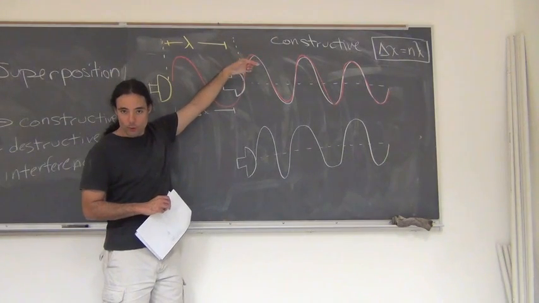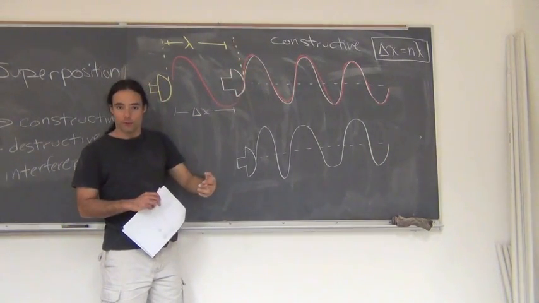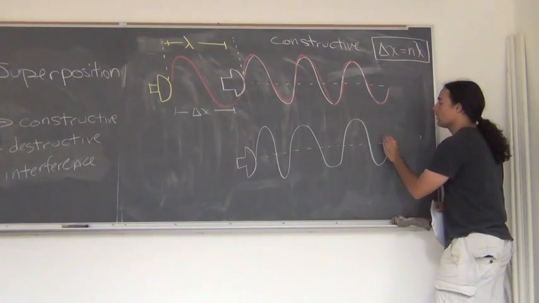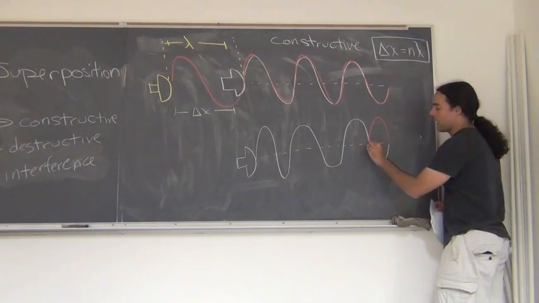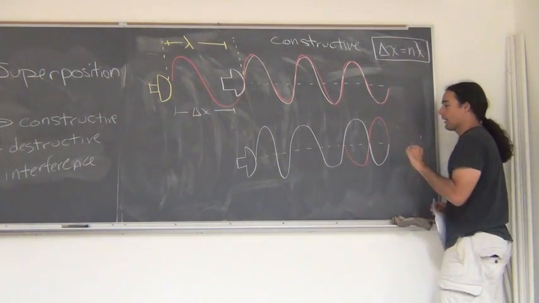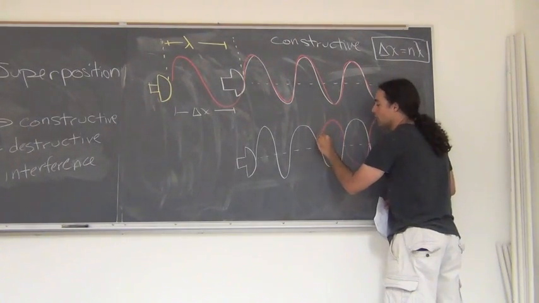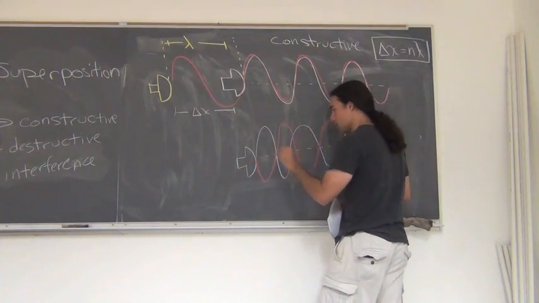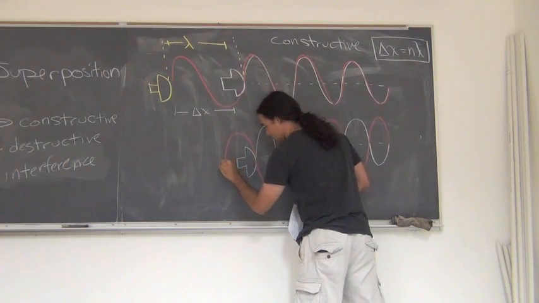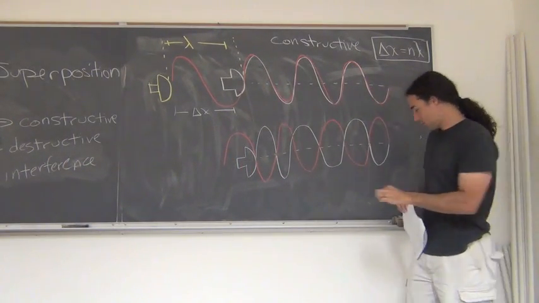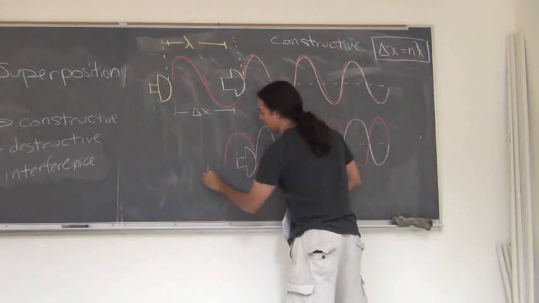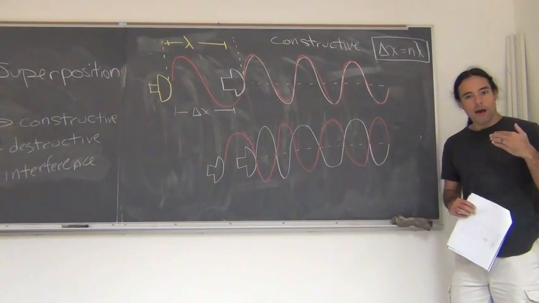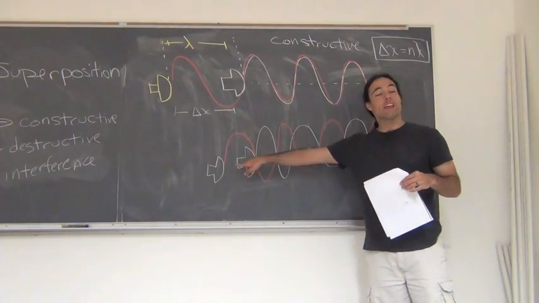Now we can consider a second case, very similar to the first, except now, instead of having the red go up whenever the white goes up and red go down whenever the white goes down, what I'm going to do is have red pointing up when the white one goes down, and red go down when the white is pointing up. Here we go. Now you can see here my two waves are displaced by only half of a wavelength.